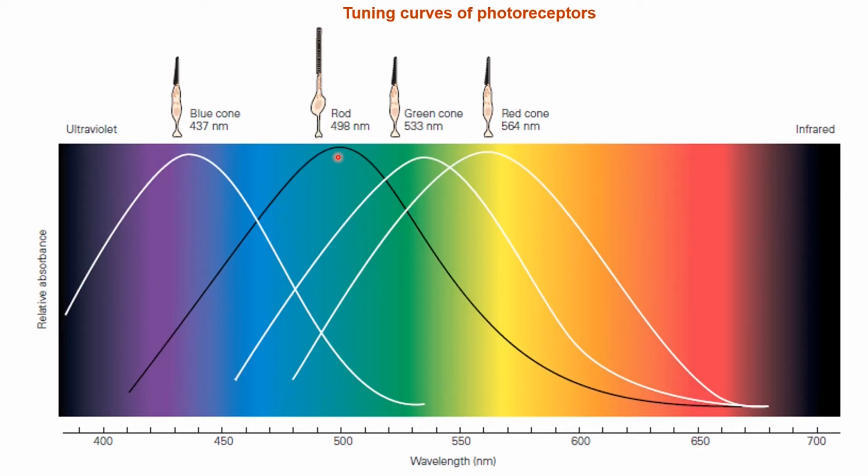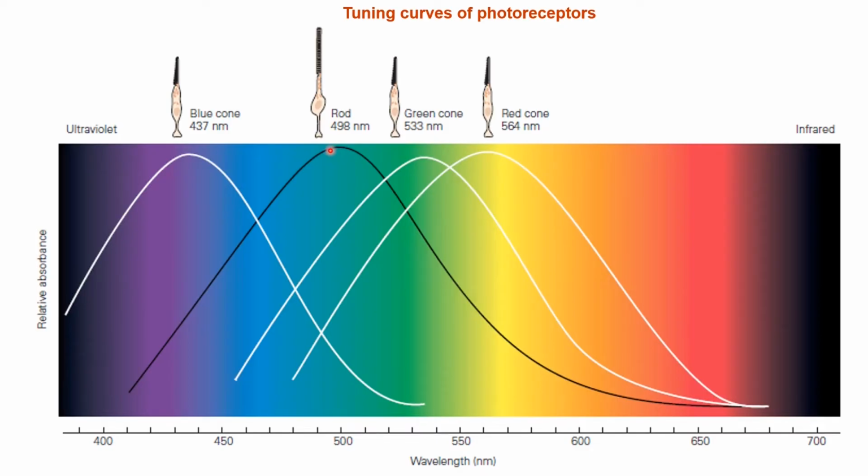Rods also have a tuning curve, and rods are very sensitive to light. So they are the ones that enable us to see even in dim light during late night when the cones are not activated at all. And one of the ways in which rods can become more sensitive to light compared to cones is that they have larger time constants, and that allows them to integrate the signal over a longer period of time.